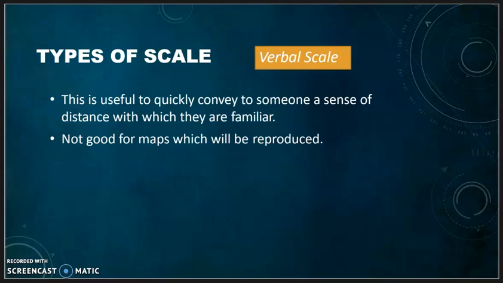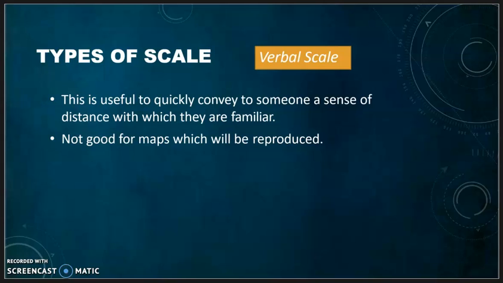A verbal scale, again, uses a word statement to express scale. Verbal scales have mixed units because the statement will refer to the map using one type of unit while referring to the distance on the ground using another type of unit. For example, one may refer to a map that has a representative fraction of 1 to 63,360 using the verbal scale, 1 inch to 1 mile. The map distance uses inches while the ground distance uses miles. Thus, the units of measurement are mixed.